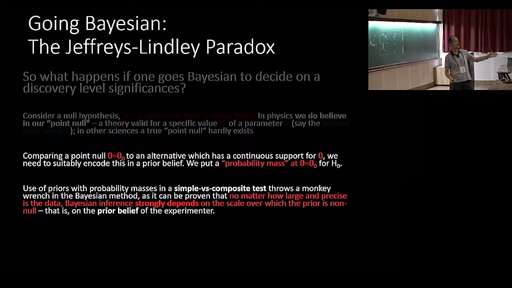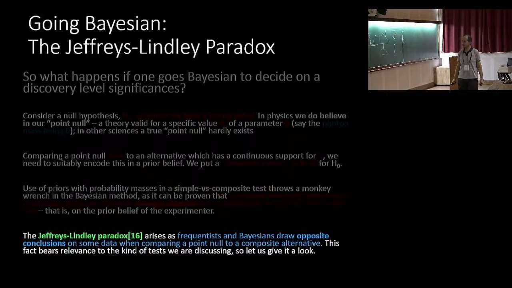Somebody put 50% on the photon mass being zero, somebody put 58%, and results will differ wildly. So this is a problem, and it's called the Jeffreys-Lindley paradox. In fact, the paradox says something slightly different, but very connected to this.